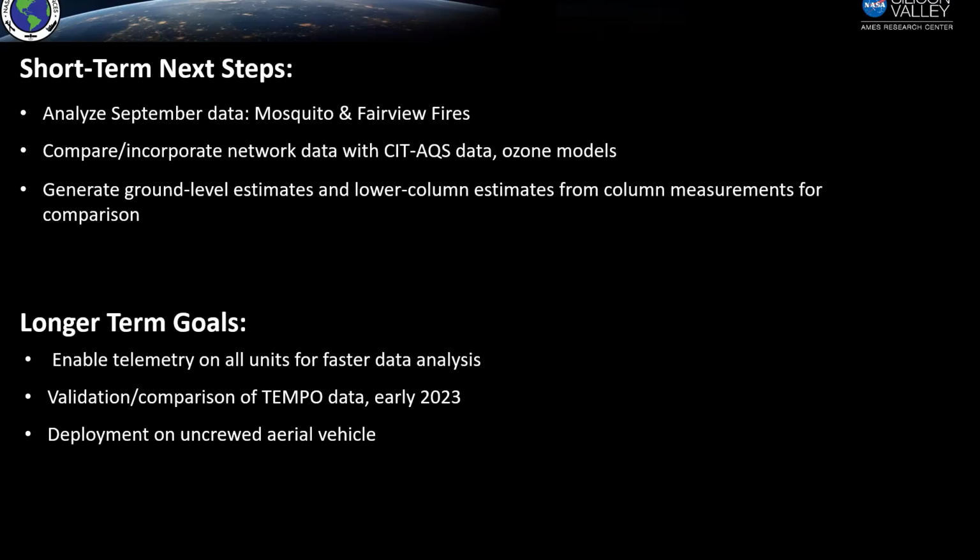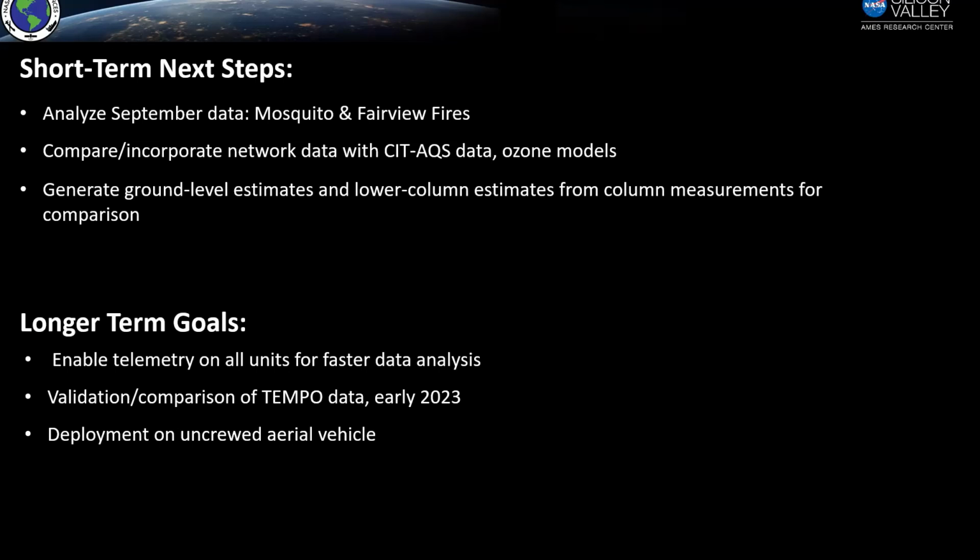Like I mentioned with the remote sensing comparisons, one of the big goals for this is TEMPO validation. Once that launches in early 2023, we would like to do the same thing, comparing to the lower 2 kilometer tropospheric ozone product that they'll have available, and also any ground-based estimates would be awesome since that will be on such a higher spatial scale of data. I also think it's 2 kilometer by 2 kilometer roughly.